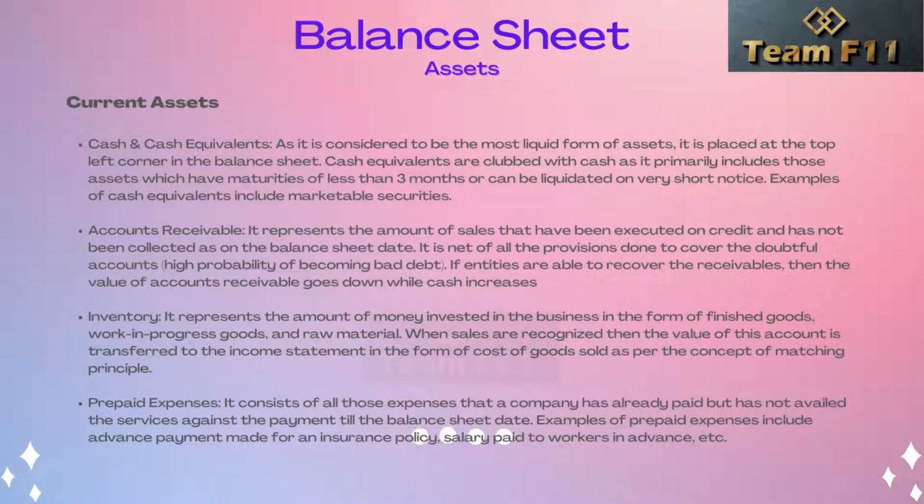Cash and cash equivalents, as it is considered to be the most liquid form of assets. Accounts receivable, it represents the amount of sales that have been executed on credit and has not been collected as on the balance sheet date.